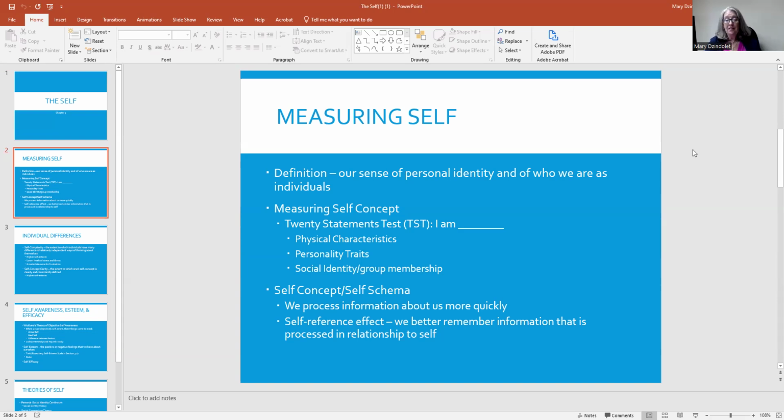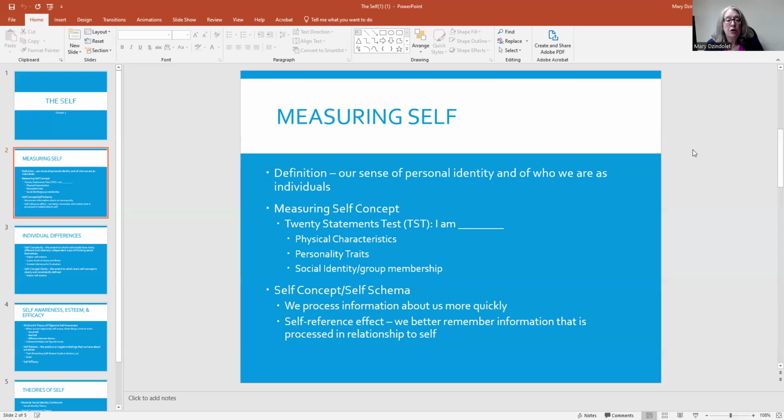So what is the self? It's our sense of personal identity, of who we are as individuals. So who do you think I am? Or who do I think I am? That's my self. In many ways, like we were just talking in the last lecture series about schemas, we have a schema for who it is we are. So I have a schema for being Mary Dzindalette. That schema is my self-concept or myself. Okay. How do we go about measuring someone's self-concept?